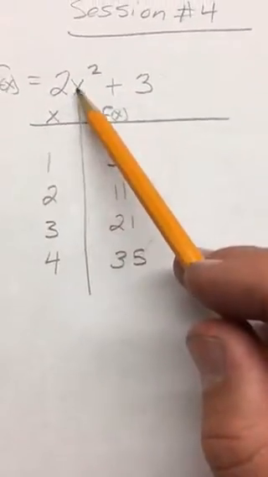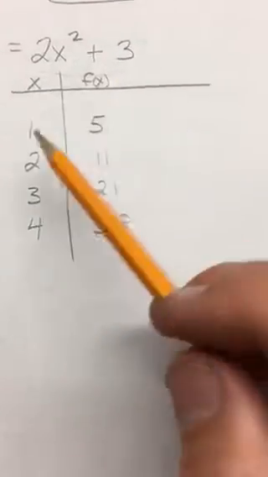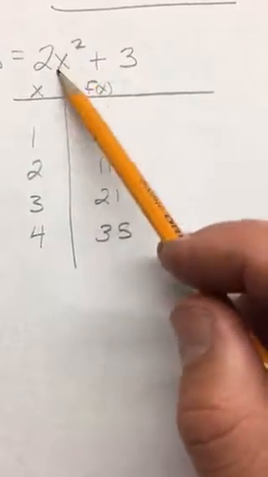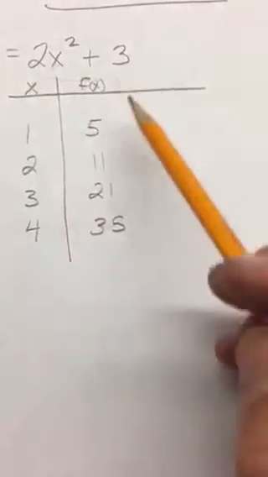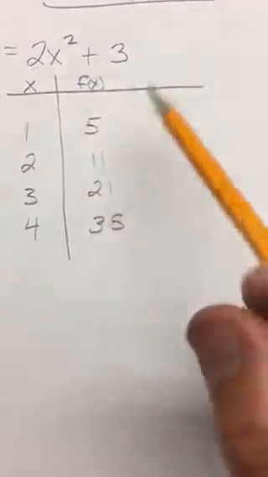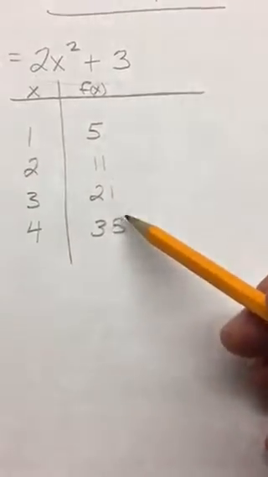If I put a 1 in there, 1 squared is 1, 1 times 2 is 2, 2 plus 3 is 5. If I put a 2 in there in place of that x, 2 squared is 4, and 4 times 2 is 8, and 8 plus 3 is 11. If I put a 3 in there, 3 squared is 9, 9 times 2 is 18, plus 3 is 21, and so on and so forth. This is your input list. This is your output list.